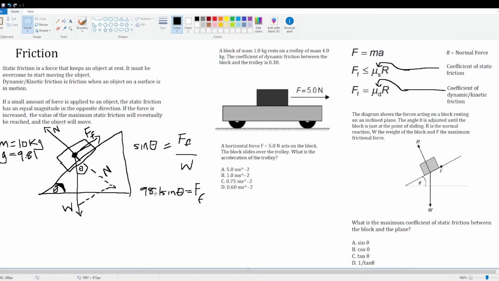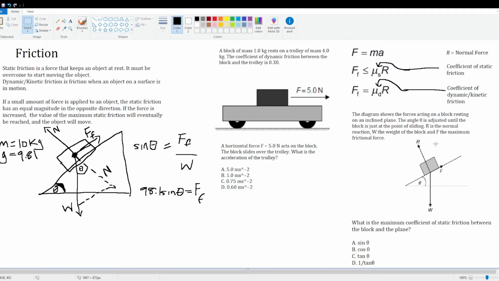I'll leave that actually. Now I thought we'd get into some questions. I'm going to leave this one because this one's a bit trickier, and we're going to save that for last. I'm going to go into this one first. So the diagram shows the forces acting on a block resting on an inclined plane. Right, it's pretty similar to what we just did here.